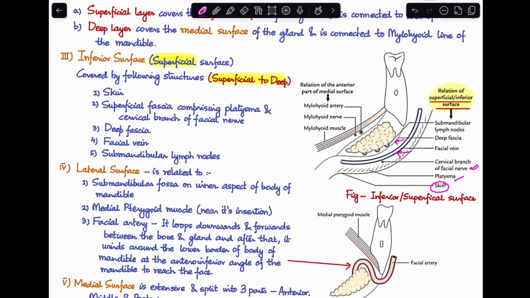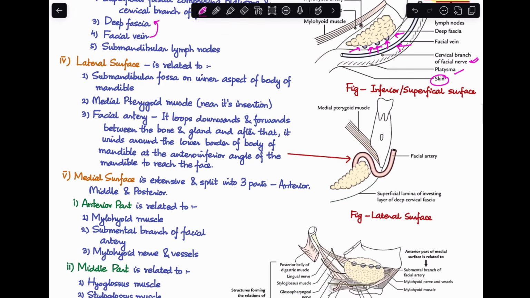Then we have our facial vein. Sorry, that facial vein lies underneath the superficial fascia. Then we have the deep fascia, and then last of all, we have the submandibular lymph nodes. So these are the different relations of the inferior surface of the superficial part of the submandibular gland. Next surface is the lateral surface.